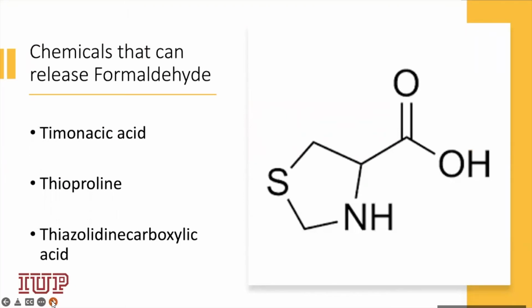Chemicals that can release formaldehyde: hair salons might also contain chemicals that release formaldehyde when the product is heated, such as during the flat ironing or blow drying process. I've listed several examples of chemicals that release formaldehyde. These are also synonyms of formaldehyde, such as thiazolidine carboxylic acid, thioproline, and the last one right there. I'm not going to try and pronounce that one, but that is also a chemical that can release formaldehyde.